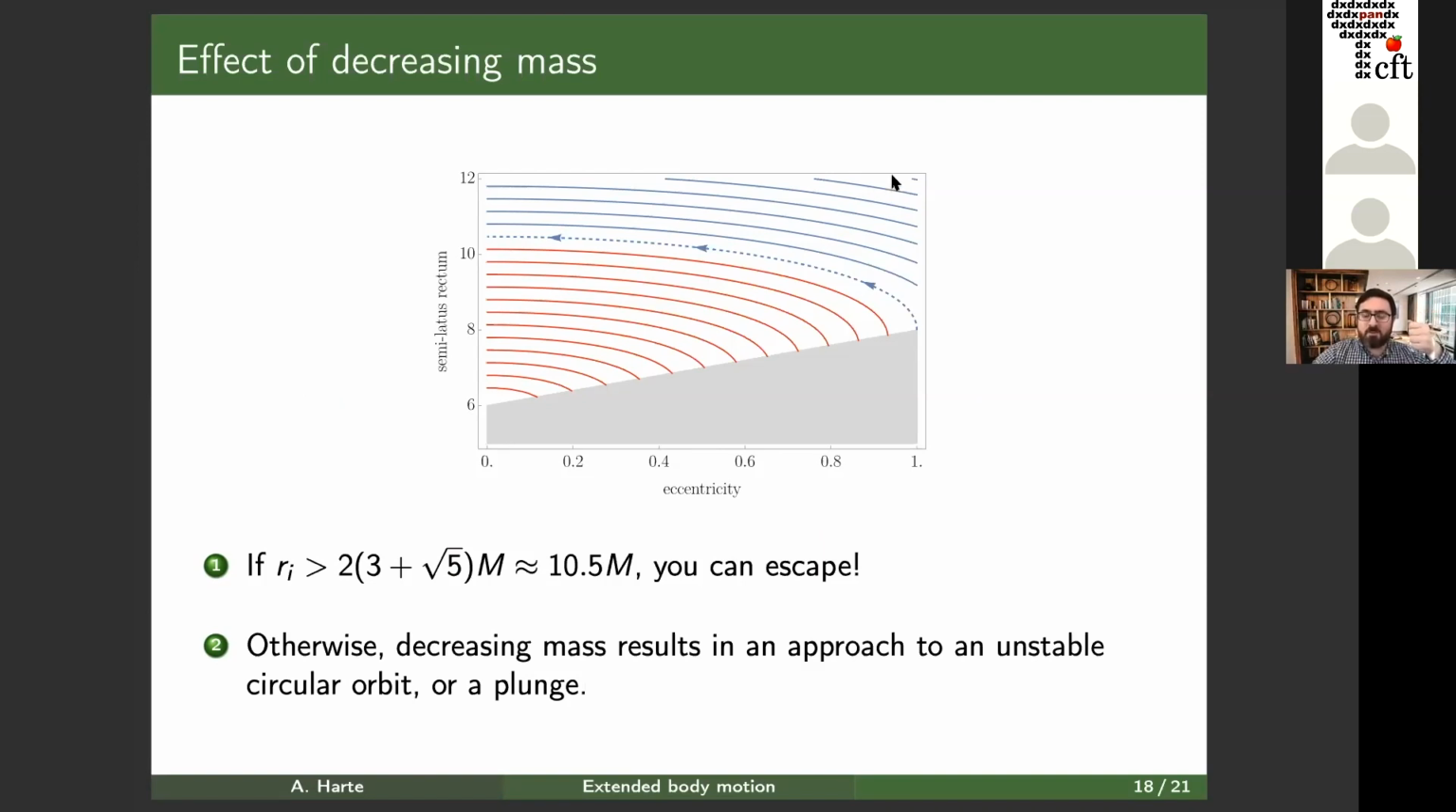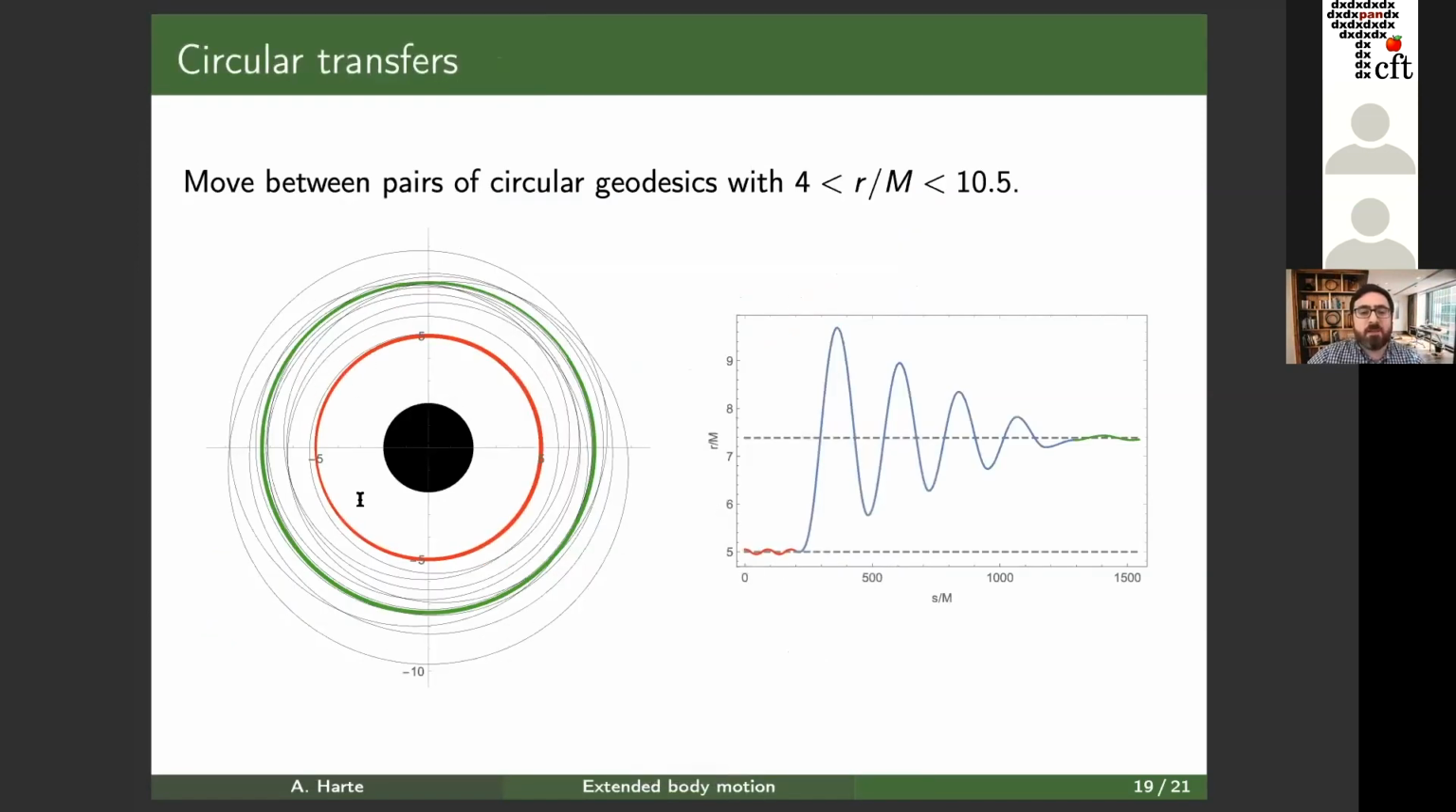If you're not in the strong field regime, if you're up at the top, you can't do this. There's only one possible circular orbit. But otherwise you can transfer. So here I have a transfer from a 5M orbit. That's unstable, that would be an unstable geodesic, to the green one at 7.4M.